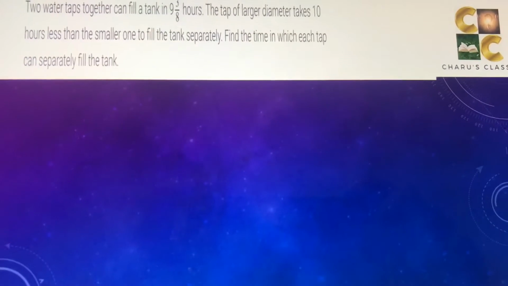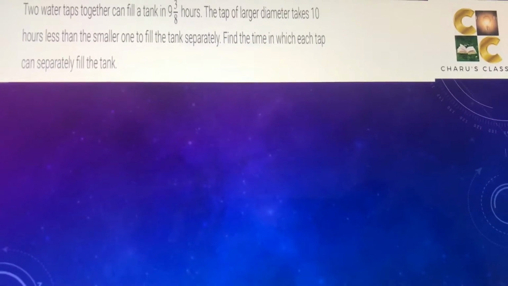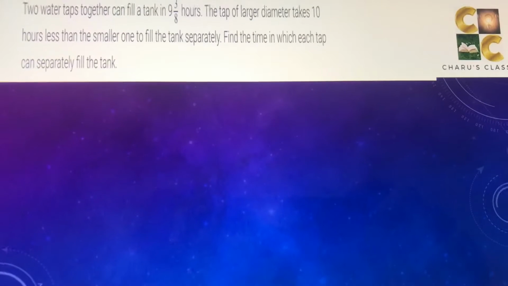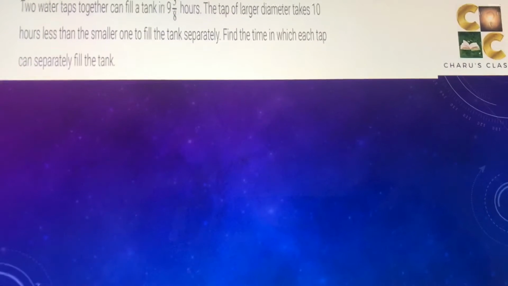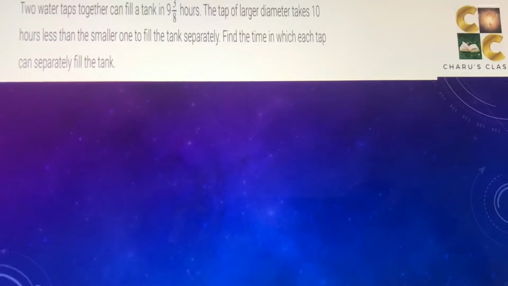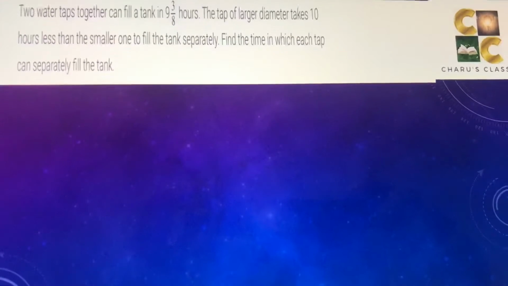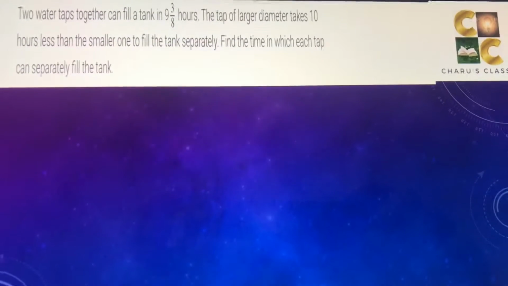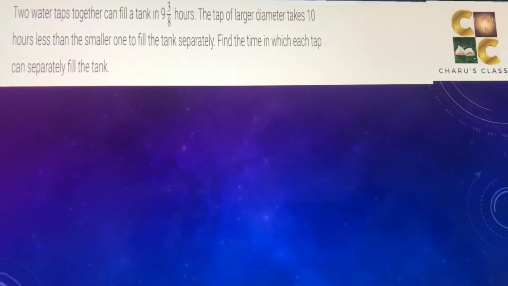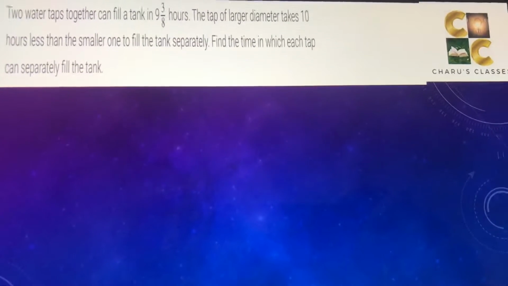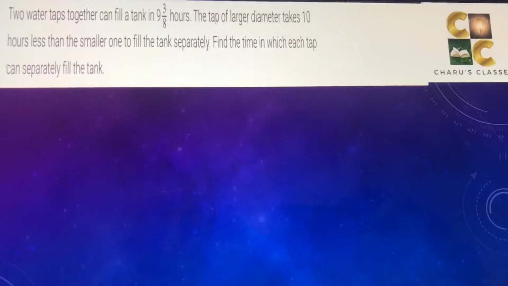Hello students, today we are going to do exercise 4.3 question number 9. Two taps together can fill a tank in 9 3/8 hours. The tap of the larger diameter takes 10 hours less than the smaller one to fill the tank separately. Find the time in which each tap can separately fill the tank.